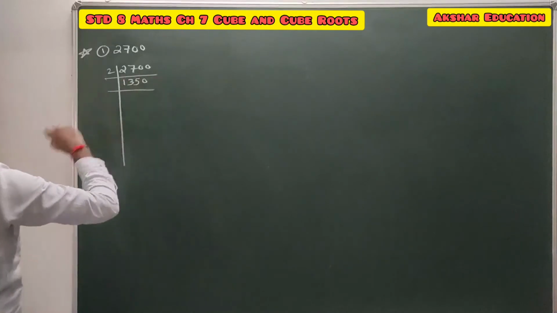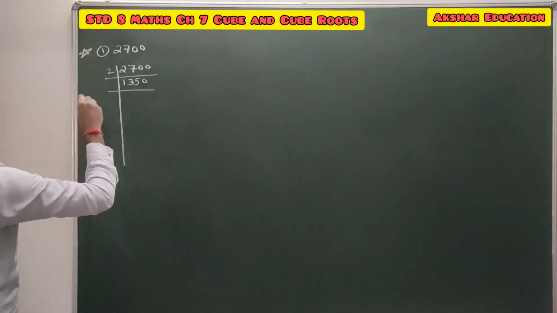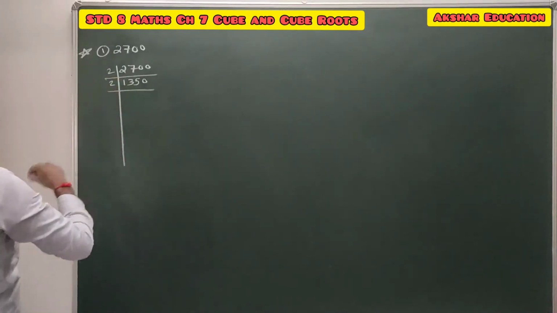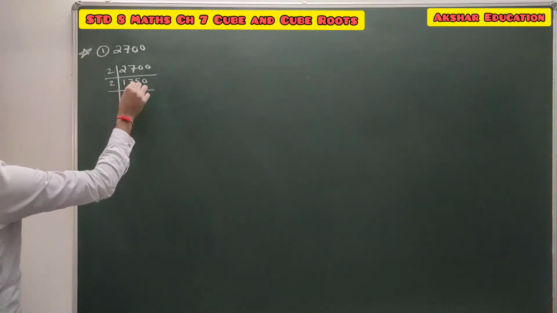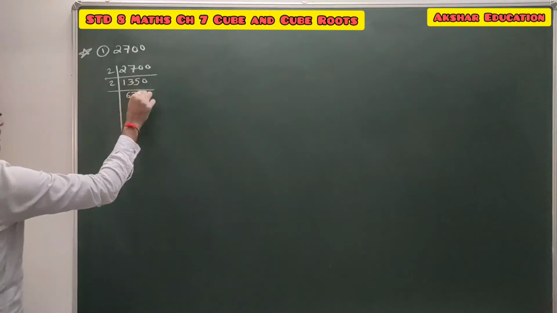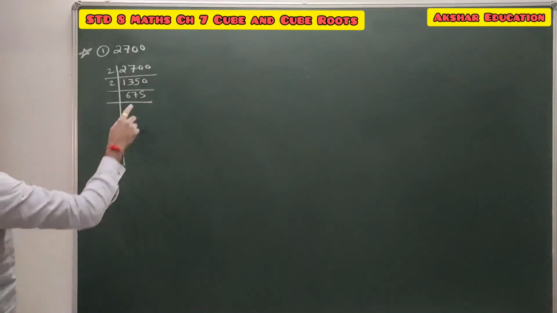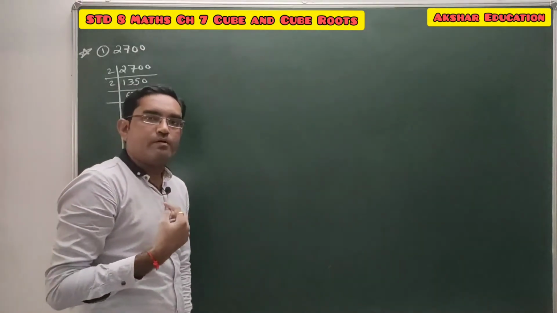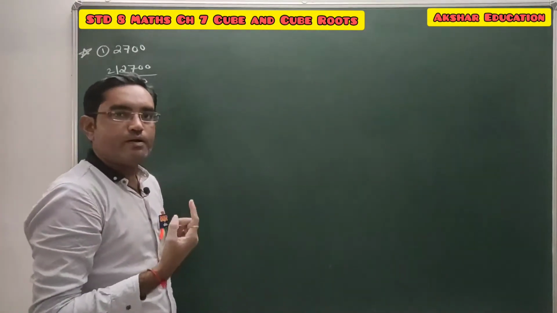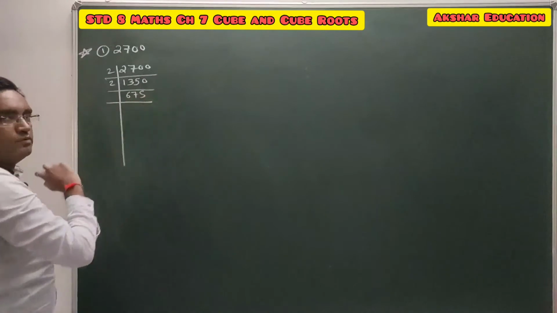Again this is an even number, it can be easily divided by 2. So let's start division with 2. 2 6s are 12, 1 and 5, 2 7s are 14, and 1, 2 5s are 10. Now the unit place digit of this 675 is 5, which is an odd number, and that's why this given number is now not divided by 2.